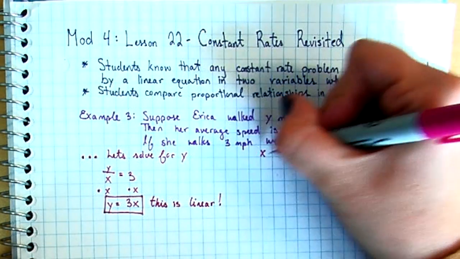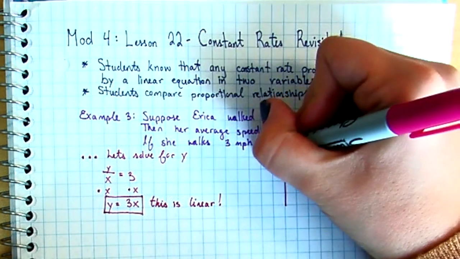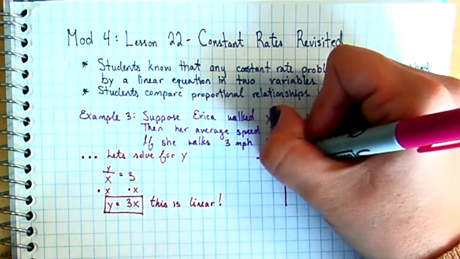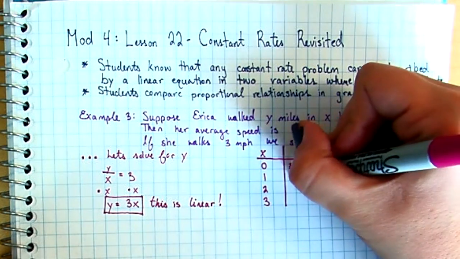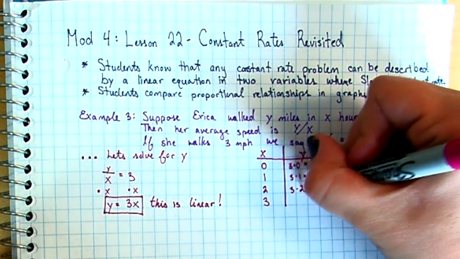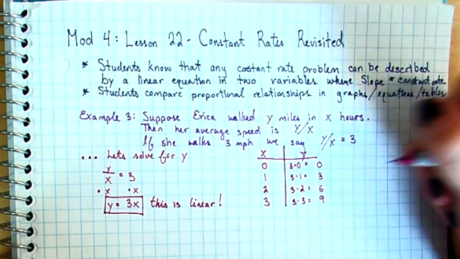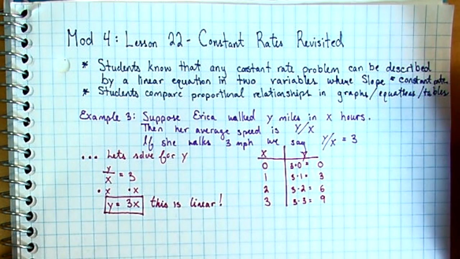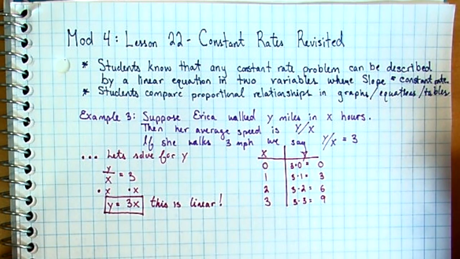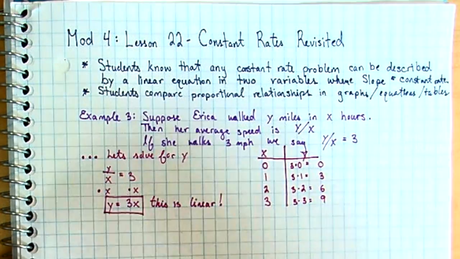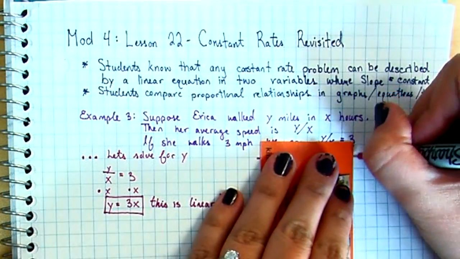The only thing that is not in this equation is a b value, my y-intercept, and that's probably because it equals 0. So if x is 0, y is 0. If x is 1, y is 3. If x is 2, y is 6. If x is 3, y is 9. And I'm just solving for y when I'm choosing a random x value, just like we would when solving any linear equation.